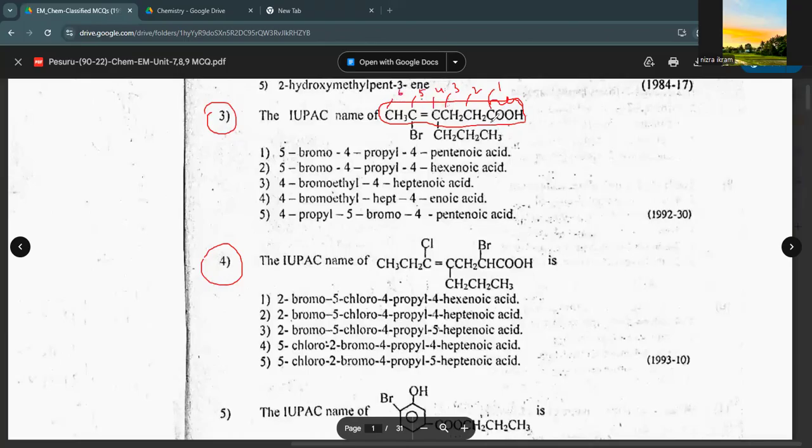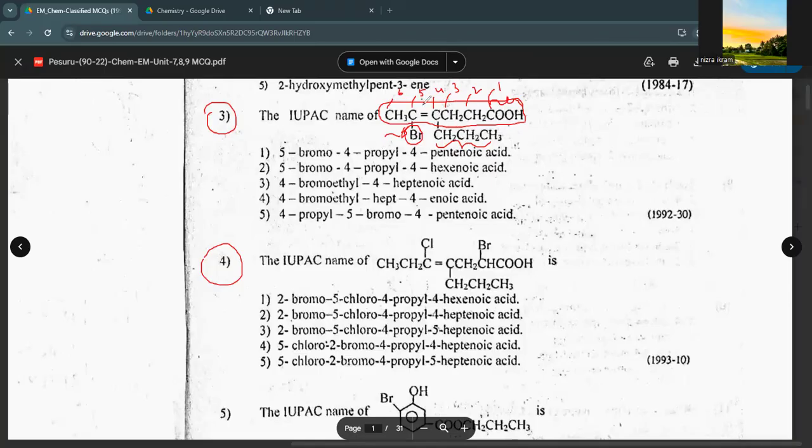So here you can see in the fourth carbon we have a propyl group. Here 3 carbons, no? So this is a propyl group. In the fifth carbon you have a bromine group. So 5 bromo, 4 propyl. That's how it has to start. Now bromo and propyl are substituent groups. Then you have to go with the alphabetical order. So bromo is B, first. So 5 bromo, 4 propyl.